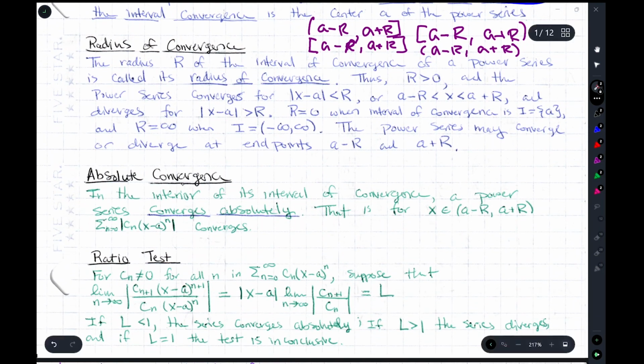Another useful definition is absolute convergence. In the interior of its interval of convergence, so outside of the endpoints, a power series converges absolutely. We could say that about all power series. Again, endpoints are a special case we have to probe. That is, for x in this interval, we're guaranteed that not only will the power series converge, but it converges absolutely. The absolute value of the terms converges, and that's a stronger statement than just convergence.